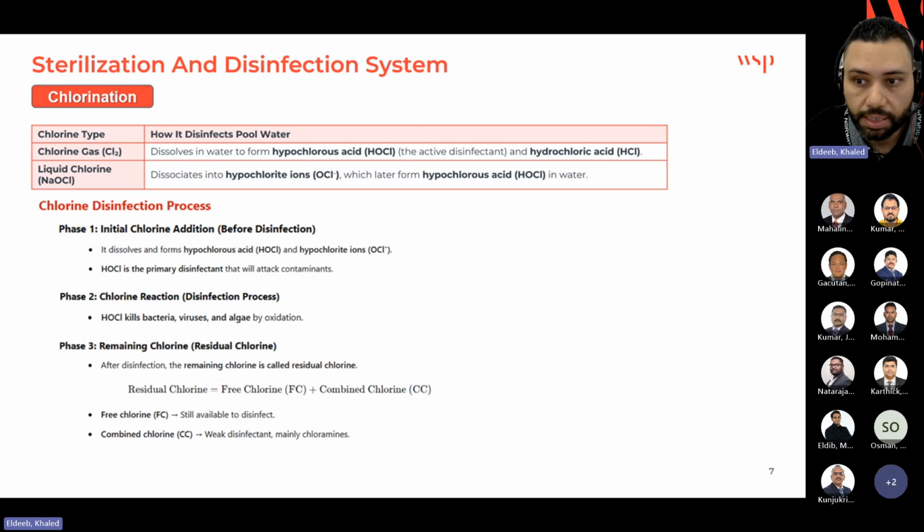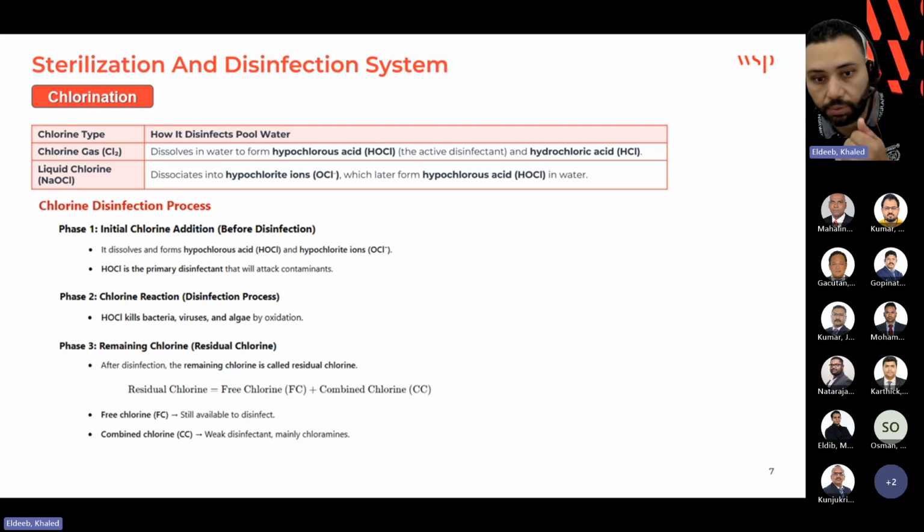Then we have the last phase, which is called residual chlorine. After the disinfection reaction finishes, the chlorine that remains in the water is called residual chlorine, or total chlorine, because it is the summation of free chlorine, the one that has not yet reacted, and combined chlorine. So we have three terms now that we need to understand: free chlorine, combined chlorine, and residual chlorine.